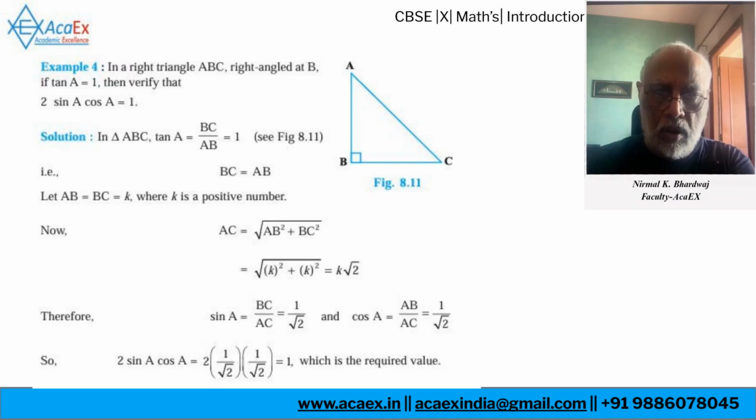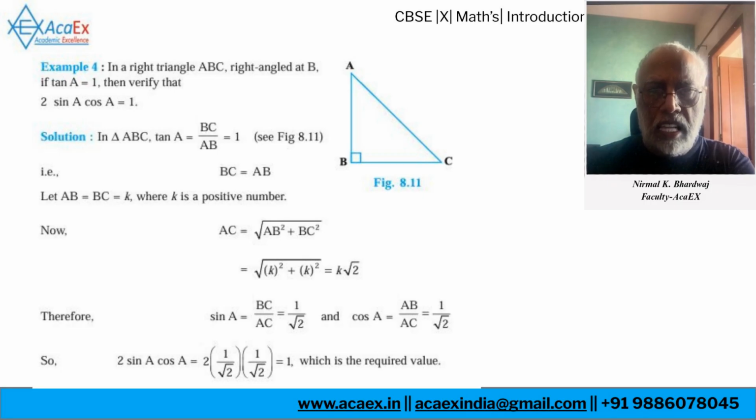Example 4. Verifying an identity. Problem. In a right triangle ABC, if tan A equals 1, verify that 2 times sin A times cos A equals 1. Solution. If tan A equals 1, then the opposite side, BC, equals the adjacent side, AB. Let's call their length K. The hypotenuse AC is then the square root of K squared plus K squared, which is K times the square root of 2.